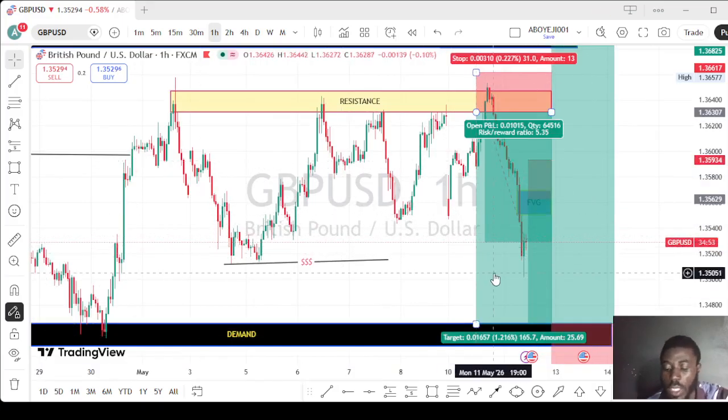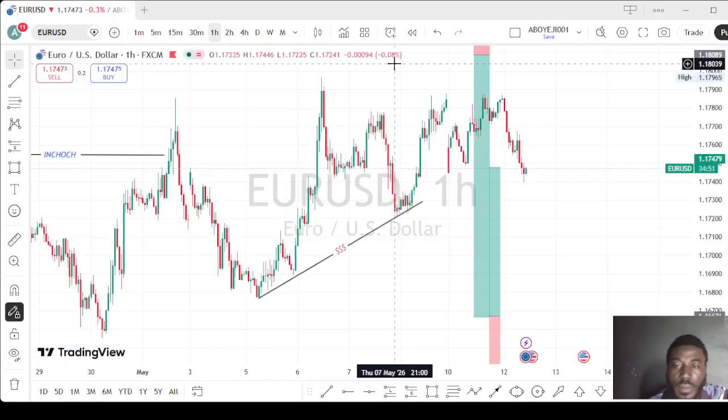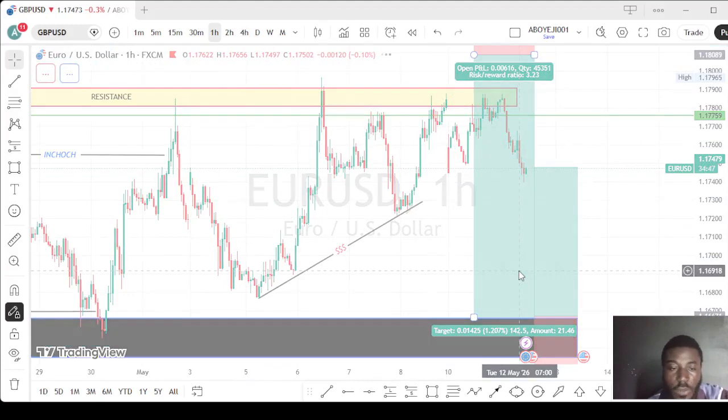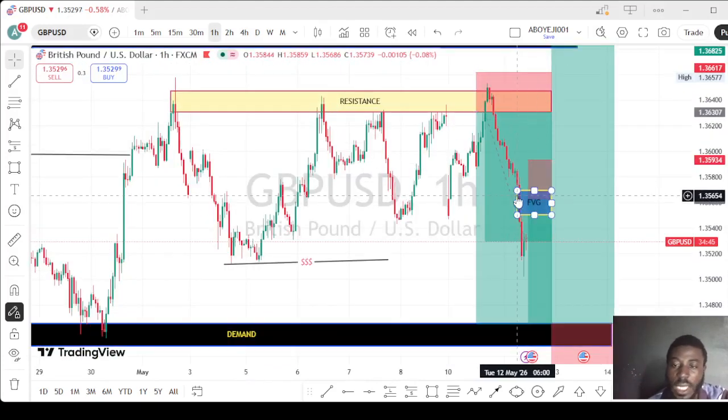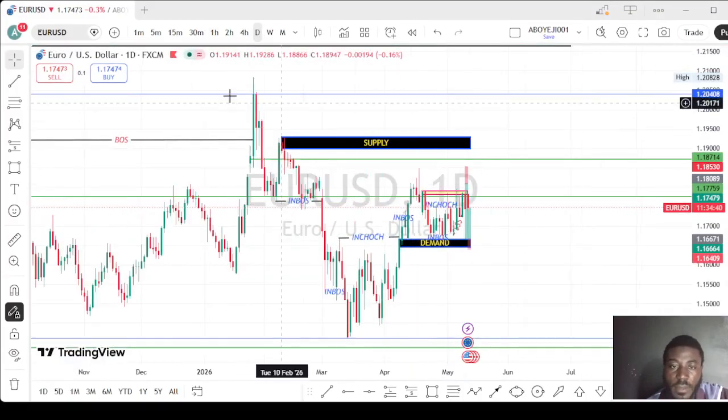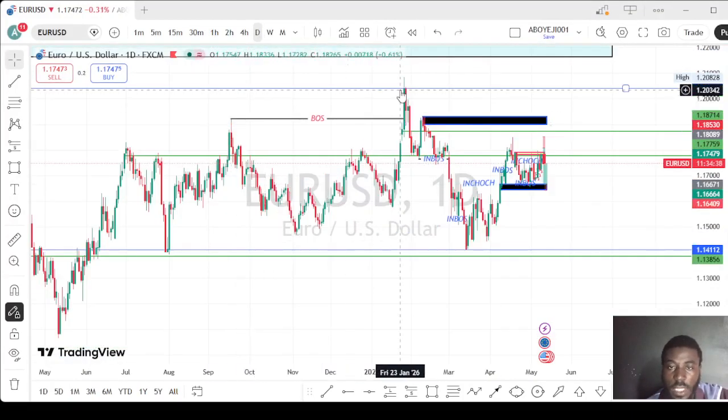So let's move to EU. Let's see what EU has for us. This is EU. You can see GU is faster than EU. So let's see what EU has for us. From the daily time frame, this is the last break of structure, and this is our swing high, and this is our swing low.